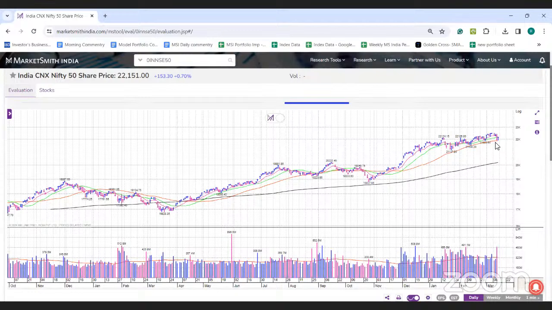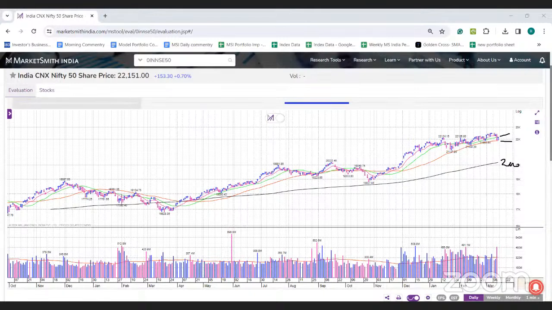So yesterday we breached the 21 DMA. The green line over here is the 21 DMA. If you can see the annotation over here, the red is the 50 DMA and the black one is the 200 DMA. Yesterday we breached the 21 DMA and closed below it, but there was good support at the 50 DMA. Today also in the morning, yesterday's low and the 50 DMA both acted as very good support. And from there, we saw some reversal in the Nifty.